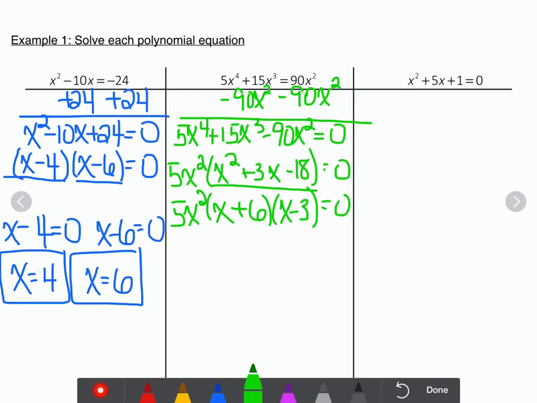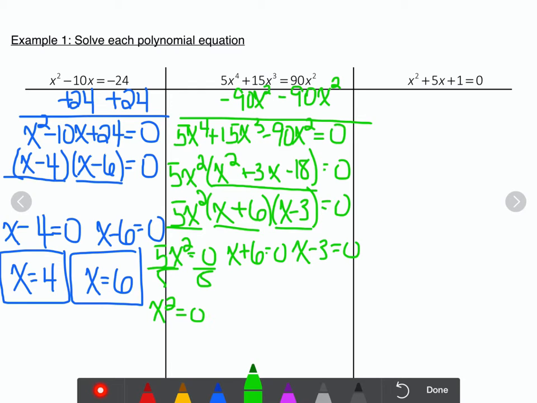In this polynomial, I have 3 different factors, so I'm going to set each of these 3 equal to 0. I have 5x squared equals 0, x plus 6 equals 0, and x minus 3 equals 0. Solving 5x squared equals 0, I would divide each side by 5 first. x squared equals 0, so x has to equal 0. Next equation, x equals negative 6. Last, x is equal to 3.